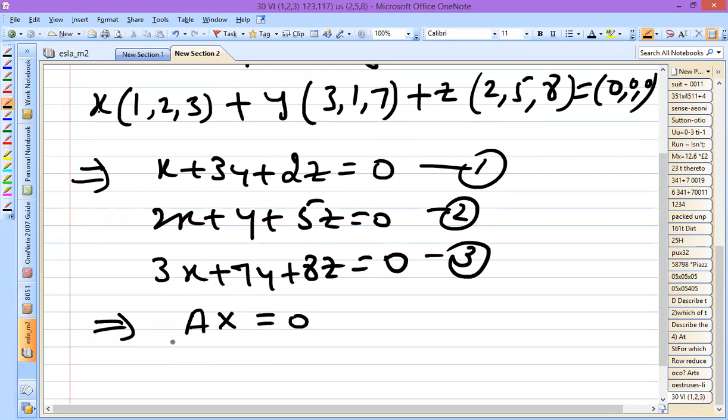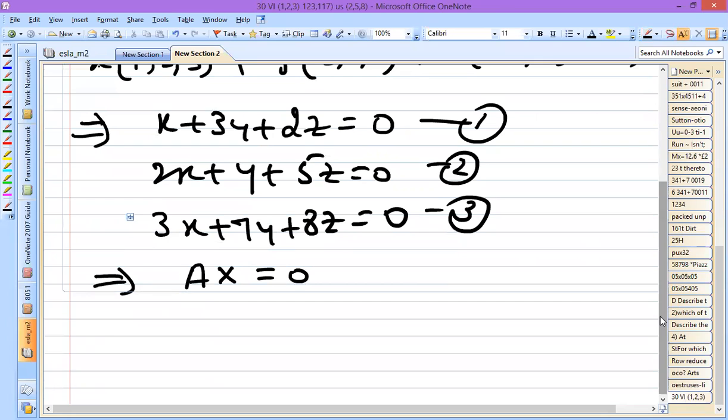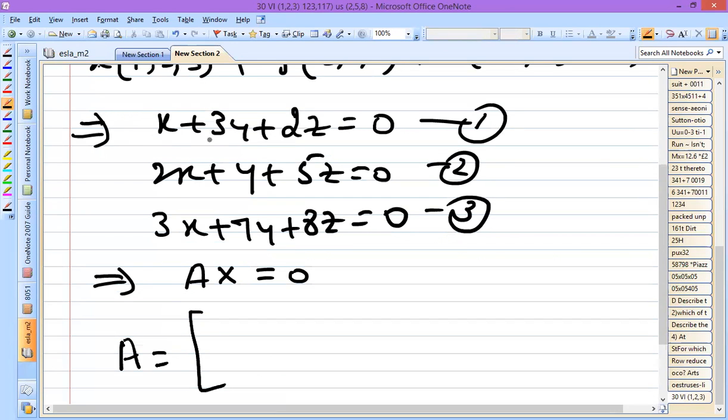So here, what is the matrix A from these 3 equations? First, from these three equations, you have to write the matrix of A. A is equal to whatever coefficients you see for x, y, z, so all those coefficients should be copied here. From the first equation, the coefficients of x, y, z are 1, 3, 2. From the second expression, 2, 1, 5. And the third expression, 3, 7, 8.